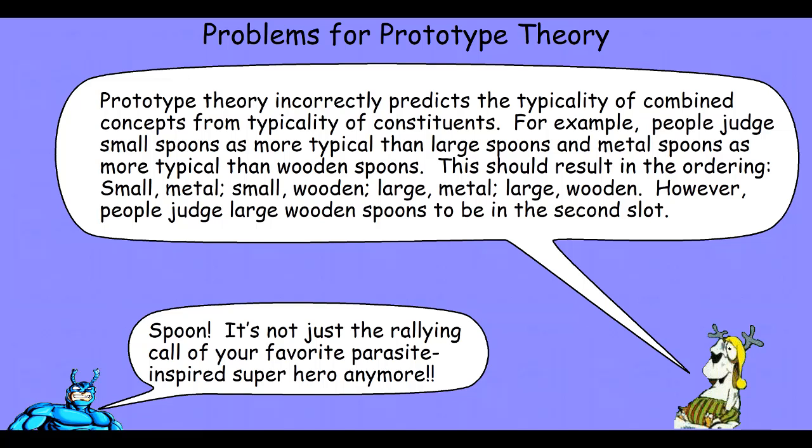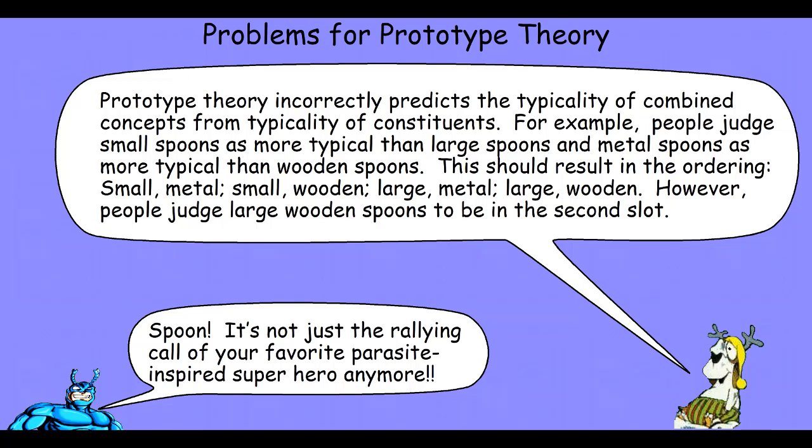So there's a little joke for you to break up the lecture a bit, but this is a problem. It's a problem because we should be able to predict the typicality of these two things that just combine two features based on the typicality of the features themselves. And in some cases we can, but in many cases we can't.